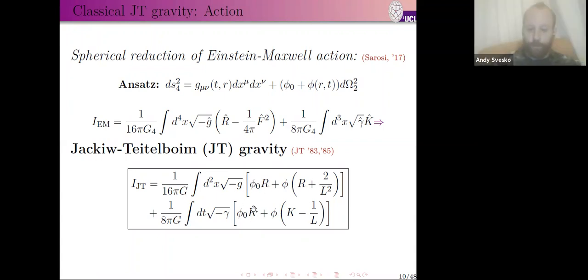So what are these two terms? The two lines? Yeah. Right, all we're doing is performing a dimensional reduction, and the Ricci scalar takes a particular form. It gets non-minimally coupled with the dilaton field here. This 2 over L squared comes from when you dimensionally reduce the F squared, and so there's really a charge in here. So the 2 over L squared is hiding this charge. Then this second term here is just the dimensional reduction of the Gibbons-Hawking-York term.